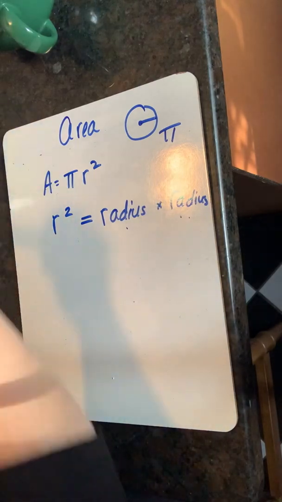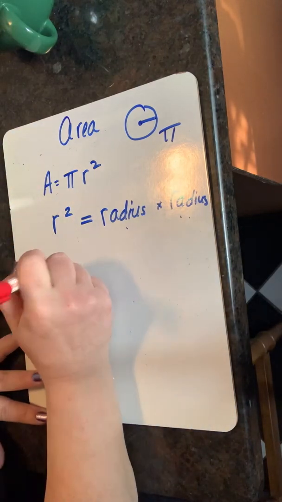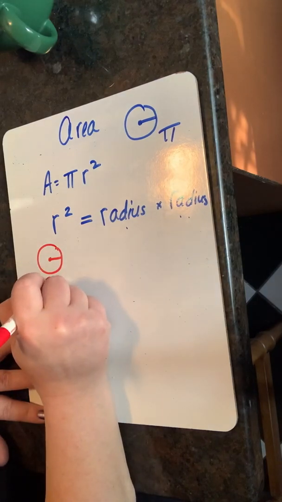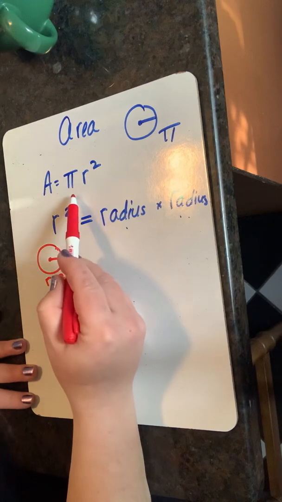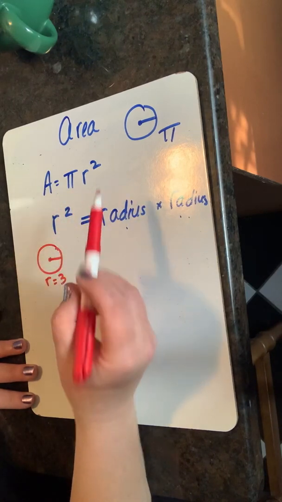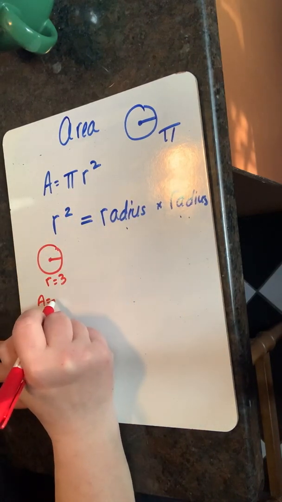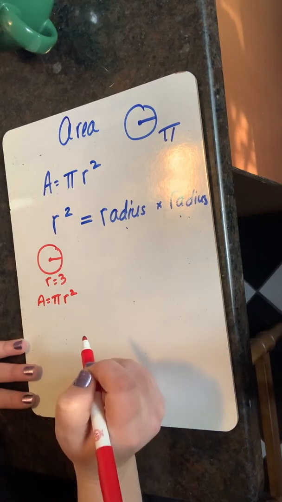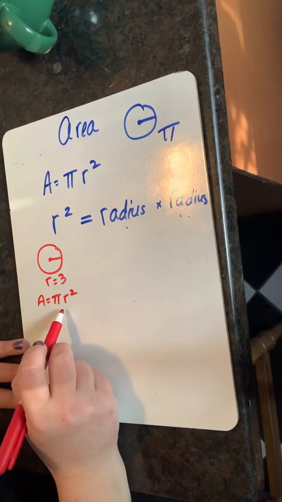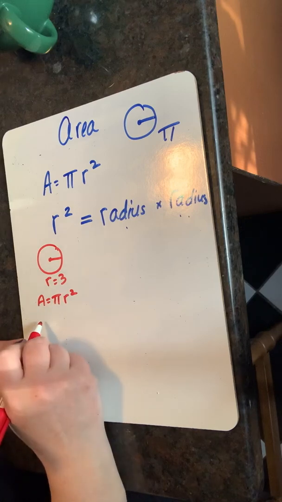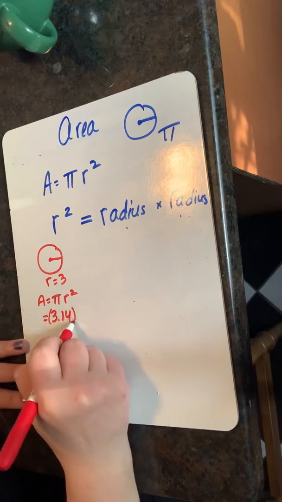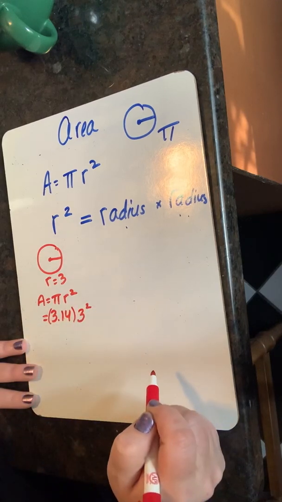So say we have a circle and it has a radius of 3. I'm going to use this equation, area equals pi r squared, to solve and find the area of my circle. So I write the equation down that I'm going to use, and then I substitute the values for the equation. So we're using 3.14 for pi, and I'm using 3 for radius.